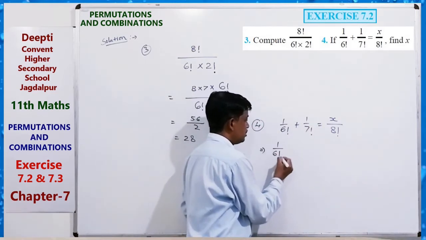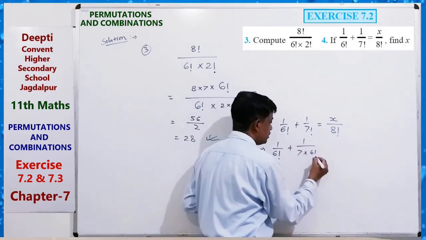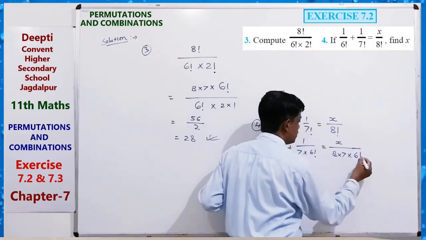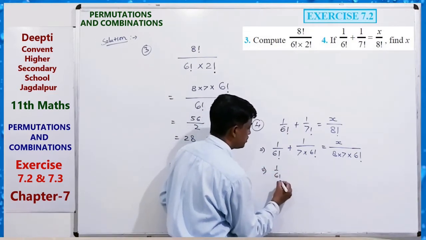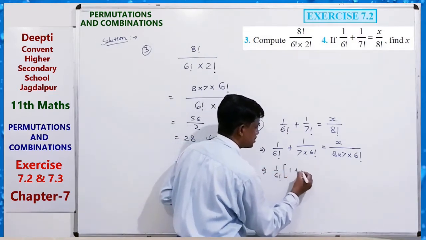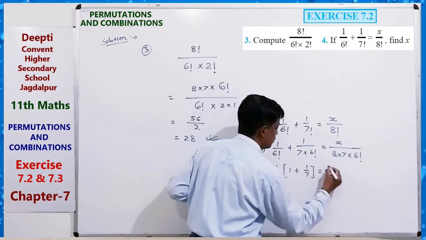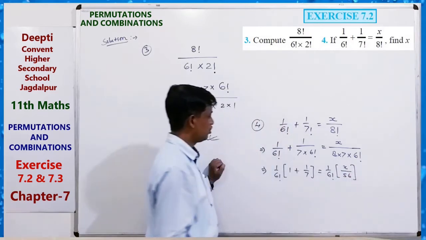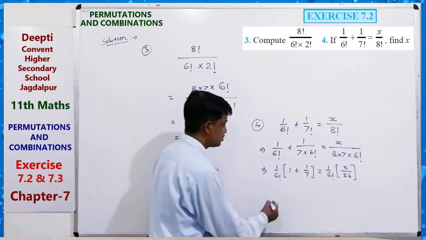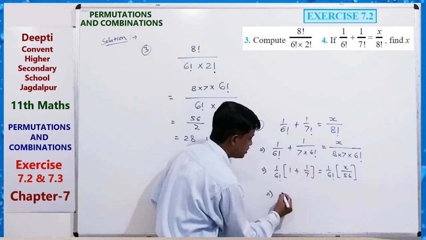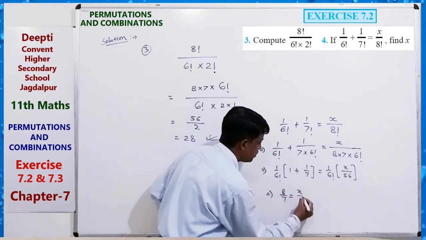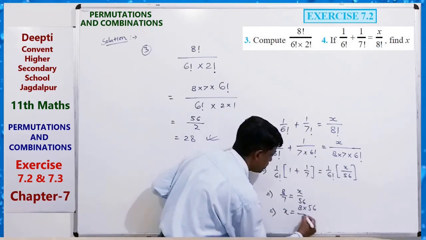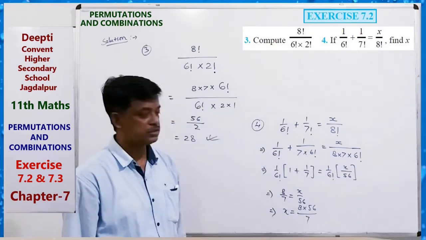So 1 upon 6 factorial plus 1 upon 7 into 6 factorial equals x upon 8 into 7 into 6 factorial. 1 by 6 factorial is common on both sides, so we can write 1 plus 1 upon 7 equals 1 upon 6 factorial into x upon 56. The 1 by 6 factorial cancels from both sides. After taking LCM, 8 by 7 equals x by 56, so x equals 8 into 56 by 7.